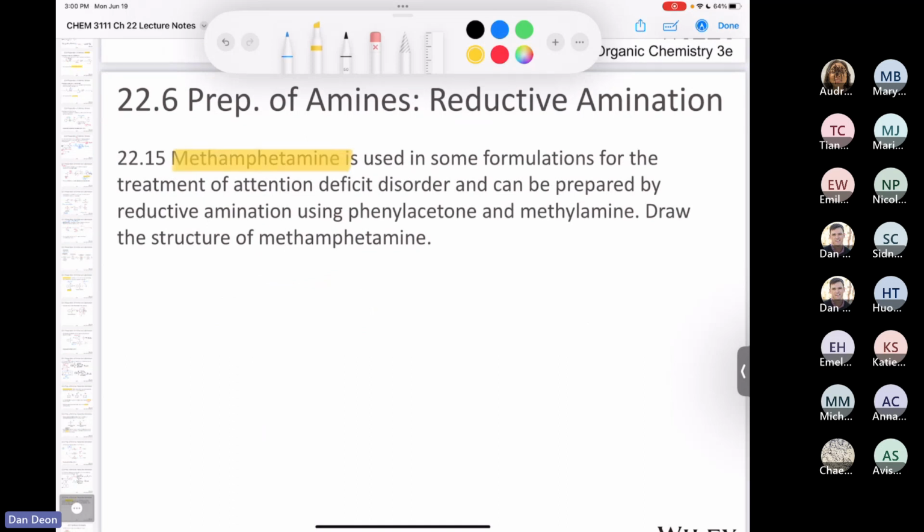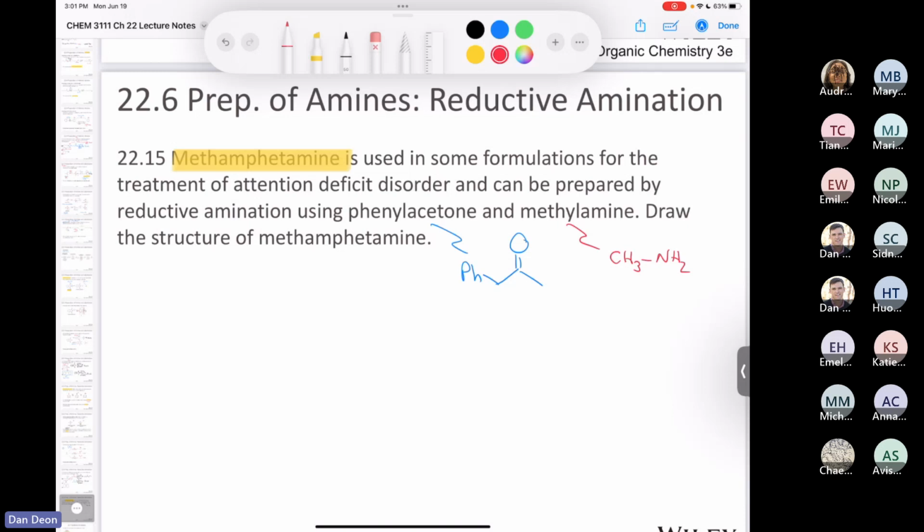It says methamphetamine is used in some formulations for the treatment of ADD and can be prepared by reductive amination using phenylacetone. So phenylacetone, if you draw acetone, well, maybe I should draw acetone first. If we draw acetone and then we put a phenyl group on it, that's phenylacetone. And methylamine, well, that's methylamine. It looks like this. If you do a reductive amination with those two, you end up with methamphetamine. So I want you to give that a try as well. I'll get you to try both of those.